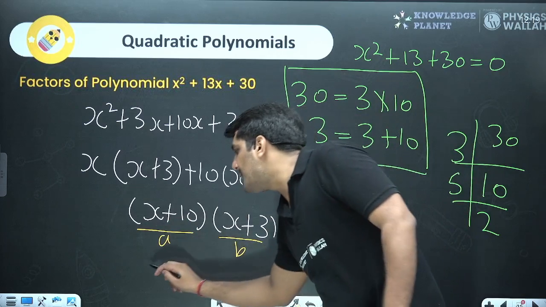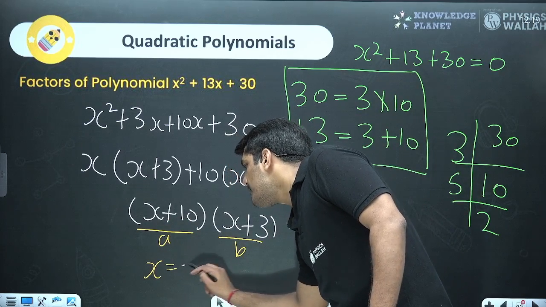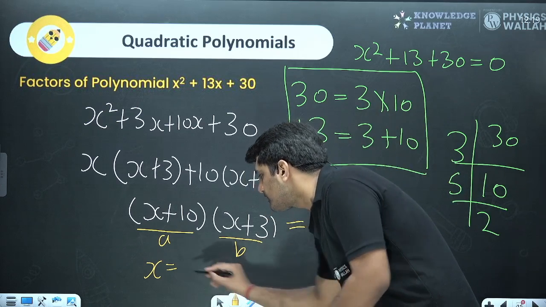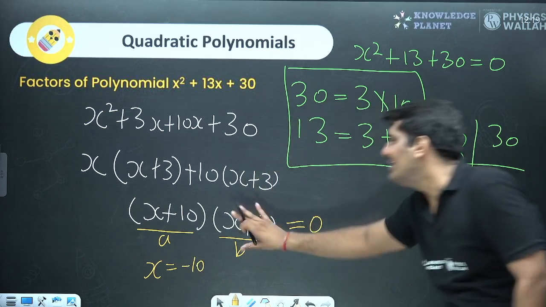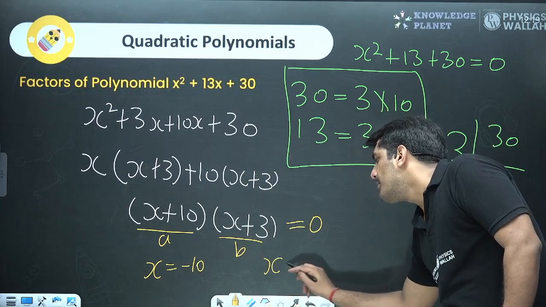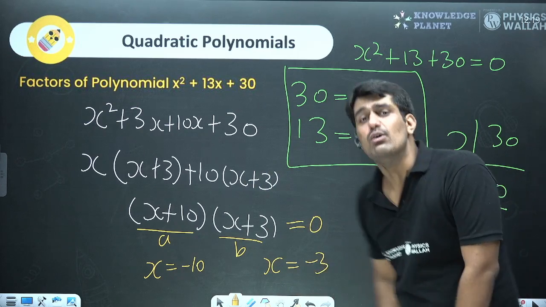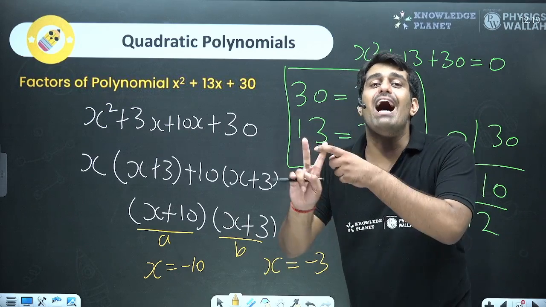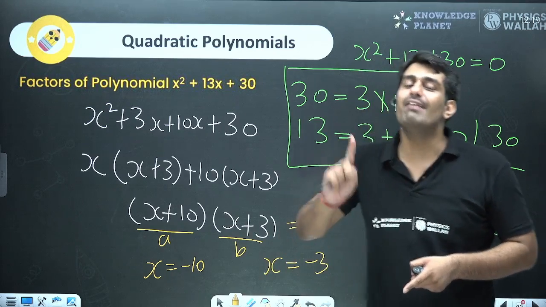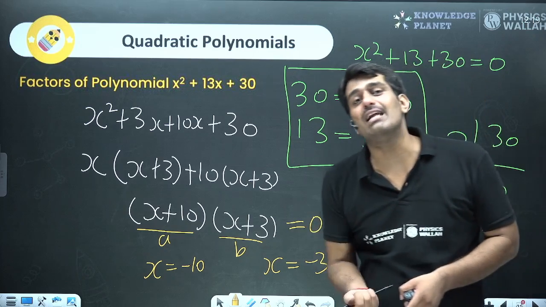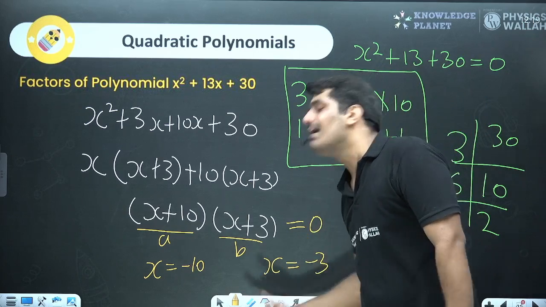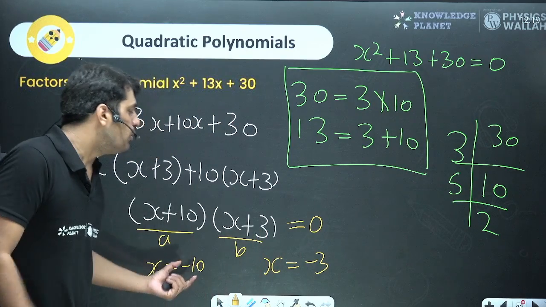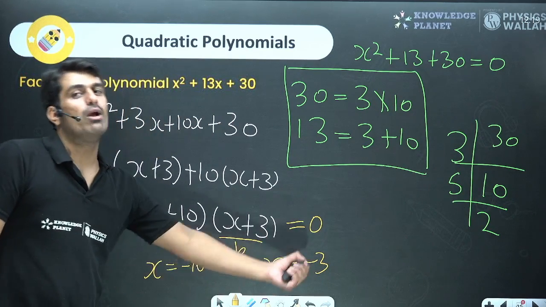When we equate this part to 0, I'll get x value as minus 10. When I go for this one, this is minus 10. When I equate this part as 0, I'll get the value of x as minus 3. So, which will be the answer? Both will be the answer. For quadratic polynomial, we'll be having two zeros. In linear, we were having only one value of x, which was giving the answer. But in case of quadratic, we'll be having two values of x, for which we'll be having the correct answer. So, the zeros of the given quadratic polynomial are here.